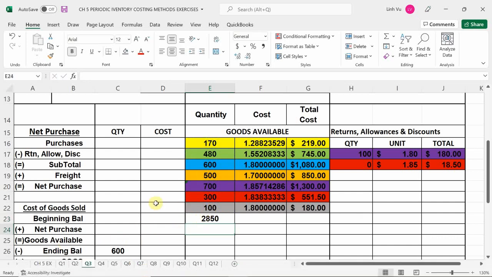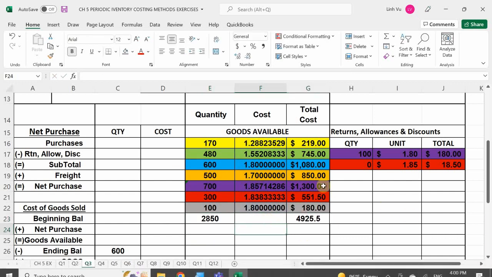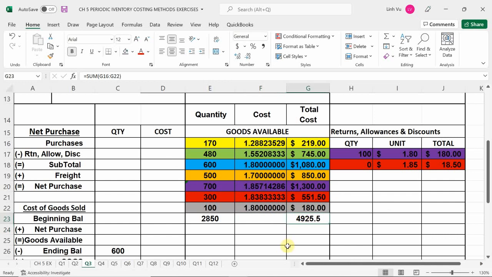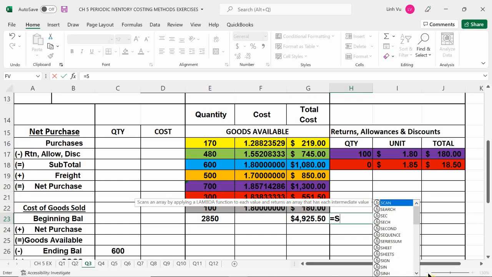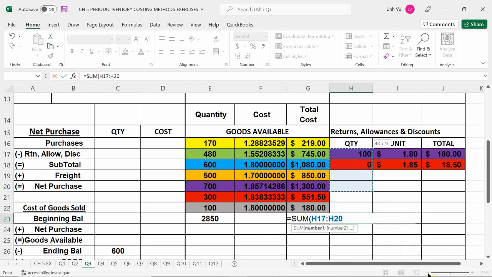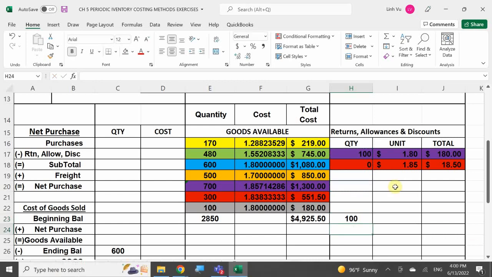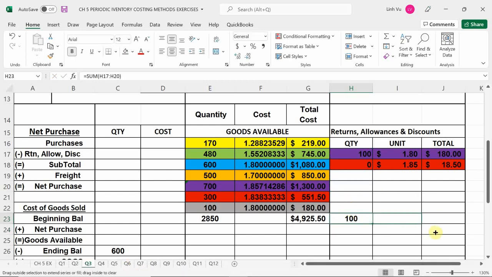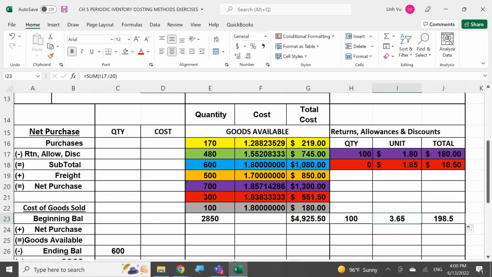Okay. With my total cost of my goods available, I'll give you 4,900, good, 4,925.50. 25 and 50 cents. Good. Okay. What was my total returns? We returned 100 units, and we have $198.50. Good.